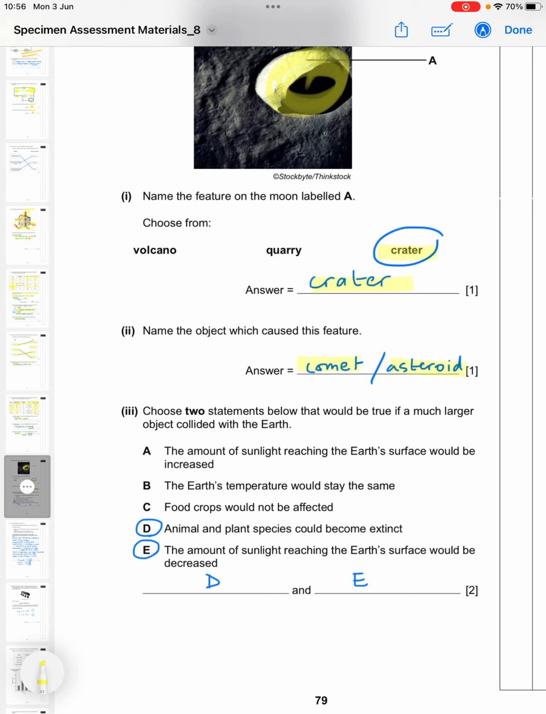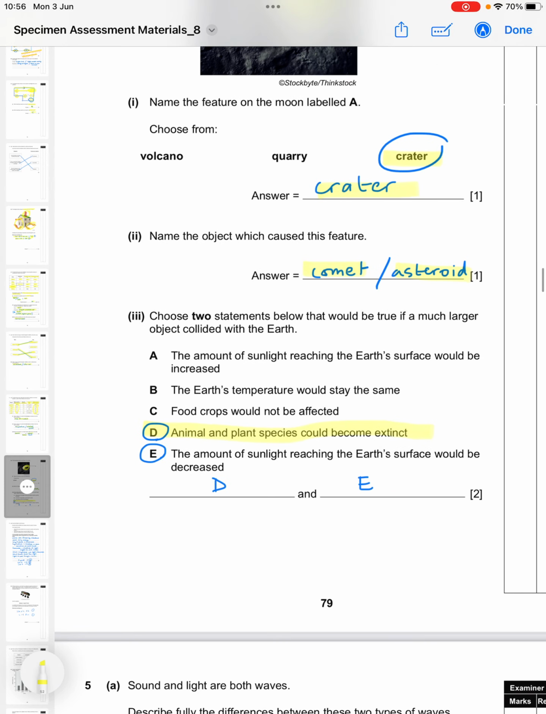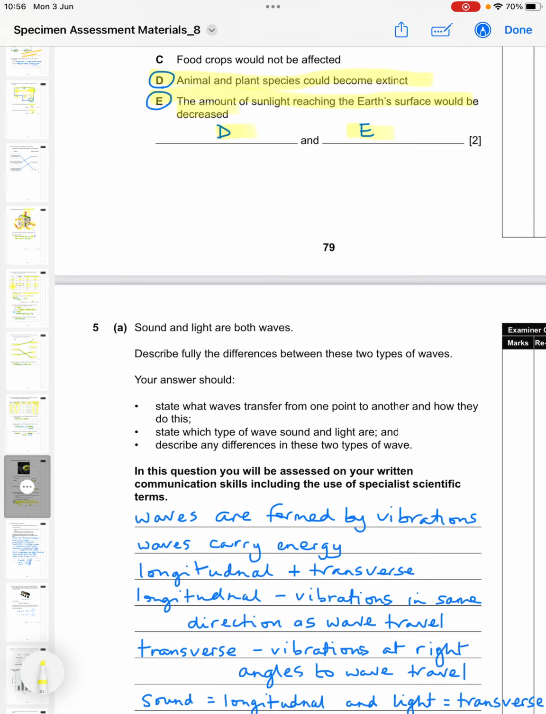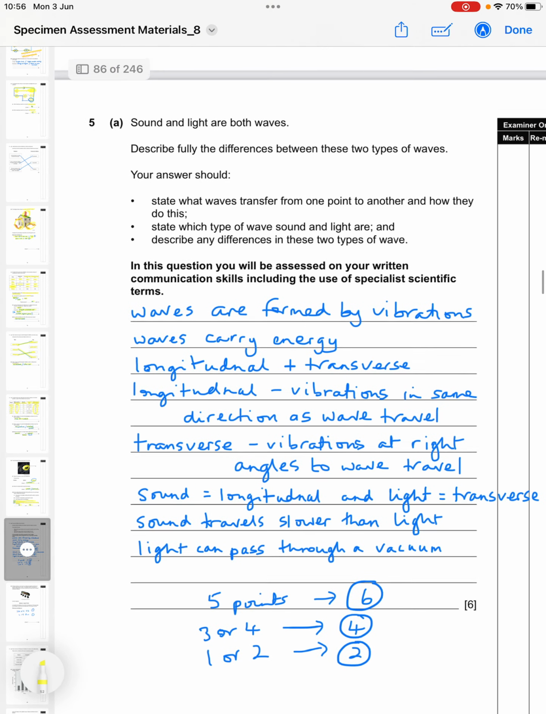So the final 2 then are the correct ones. The animal and plant species could become extinct. And of course we all sort of think of the dinosaurs as an example for that. And then E is the amount of sunlight reaching the Earth's surface would be decreased. And as I've said, that's because of the dust and debris going up into the atmosphere, blocking out the sunlight. So 2 marks for those.